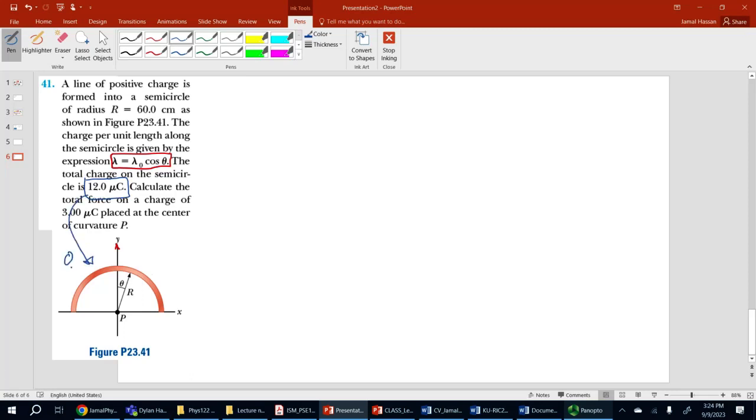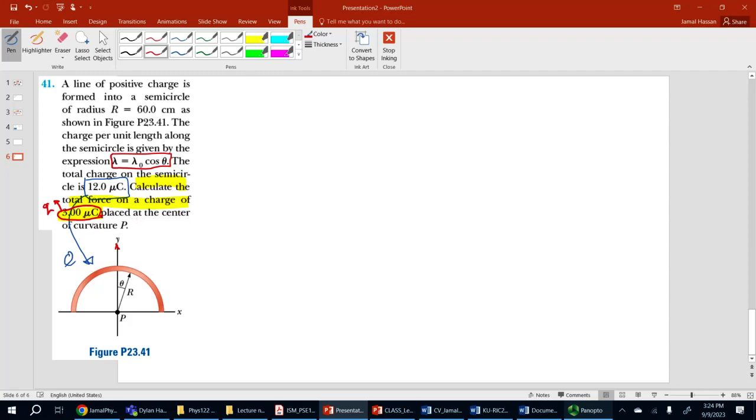Let's call it Q, uppercase Q. The question asks us to calculate the total force on a charge of 3 microcoulomb placed at the center of curvature, point P. So we have another charge. Let's call this charge small q.